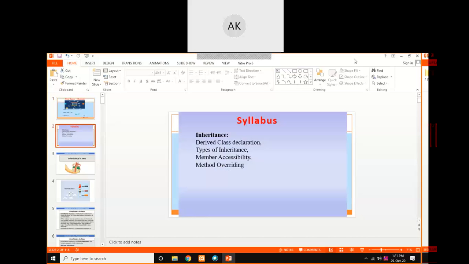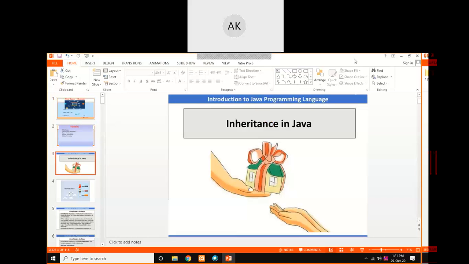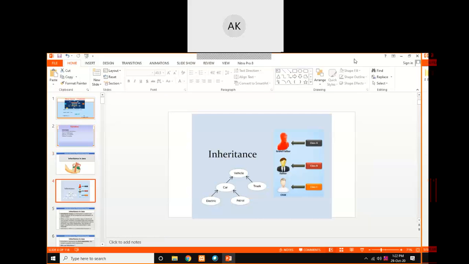So the inheritance term is quite familiar to all of you, right? Because whenever we talk about inheritance, the picture which comes to mind is a parent and child relation, right? Whenever we talk about a child, the child is inheriting the properties of its parent, right? So this picture says it all about what inheritance means. You can say we have a grandfather, then from the grandfather the father is derived, then from the father the child is derived, right?